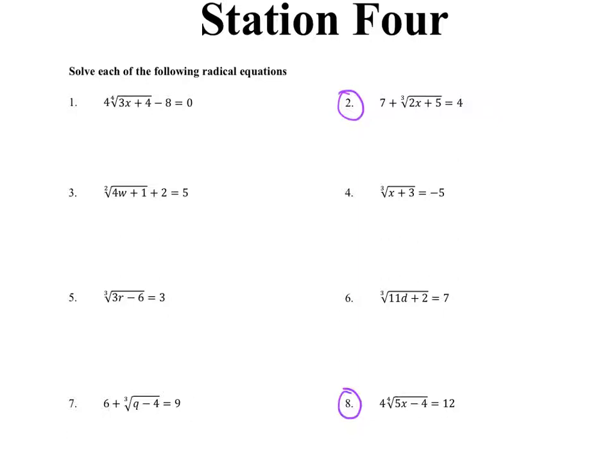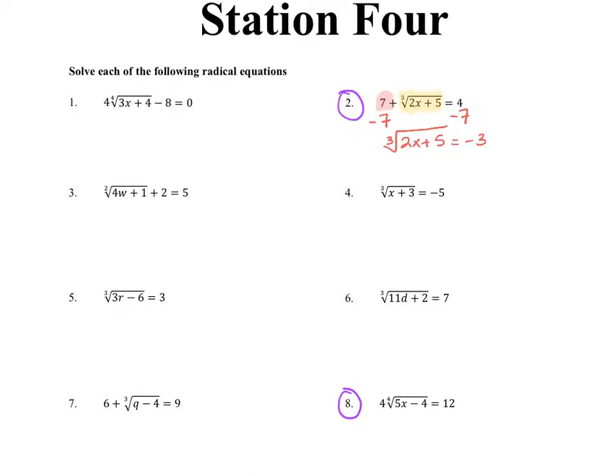Just like when we solve square roots, our goal is to get this radical part alone. So I want this part to be alone. To get that part alone, I need to move this 7 to the other side. Since it's a positive 7, I'm going to minus 7. And so I'm going to get the cubed root of 2x plus 5 equals negative 3.